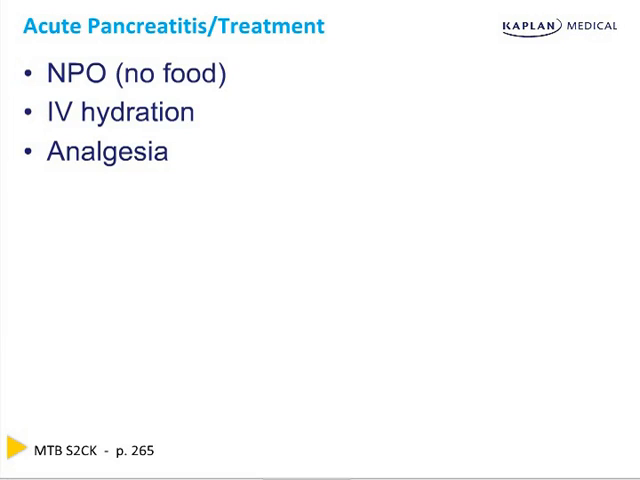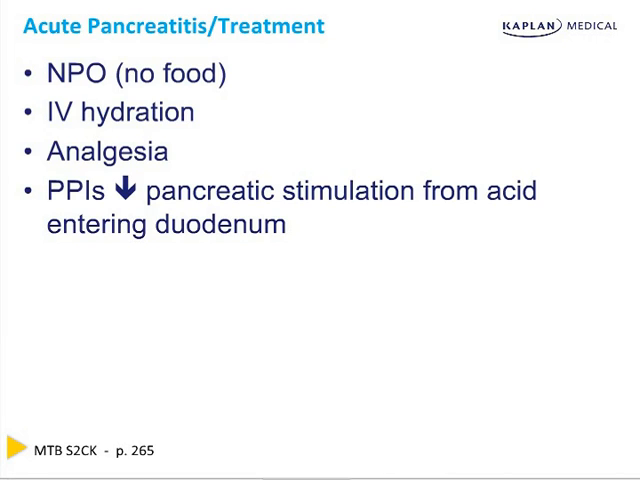The next step is analgesia. Control the pain. These patients will not take deep breaths and will hypoventilate and retain CO2. But if you control the pain, they'll take deep breaths and gas exchange can occur. If they're having nausea or vomiting, also consider an antiemetic. Lastly, consider a PPI. They're going to be under a lot of stress. They have decreased pancreatic stimulation from the acid entering the duodenum, so get a PPI to protect their stomach.